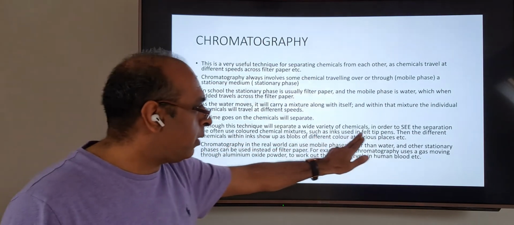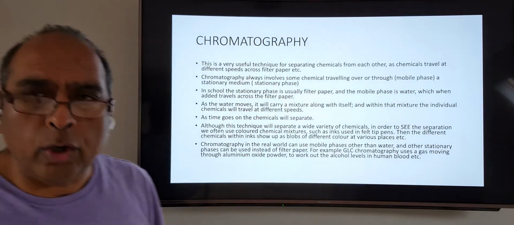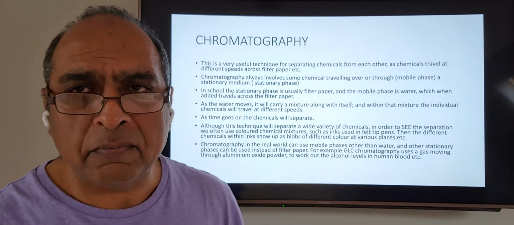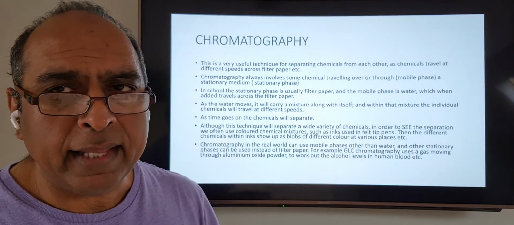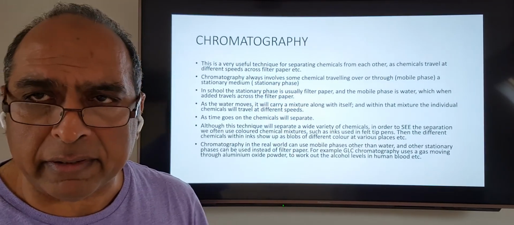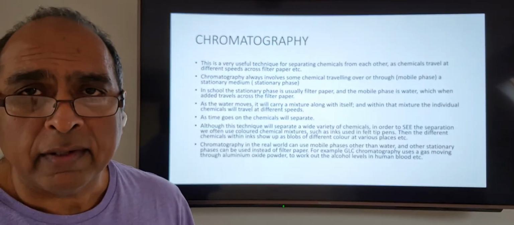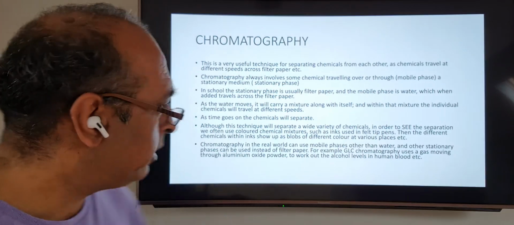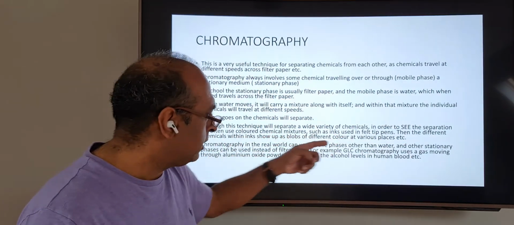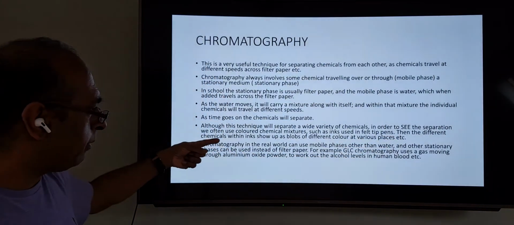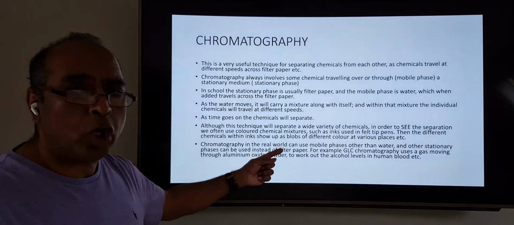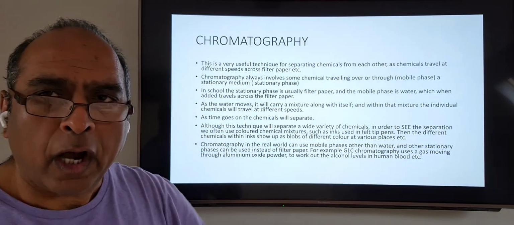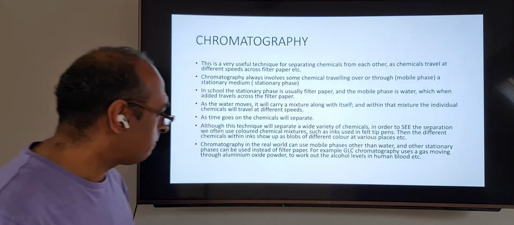Although the technique will separate a wide variety of chemicals, in order to see the separation, which is what we want you young minds to actually see happening, then we can't use colourless chemicals because you won't see them with the water. We use felt tip inks, etc., from felt tip marker pens, and when we use that, then we do see the different chemicals that are within the inks. They show up as blobs of different colour at various places across that filter paper that you're using.